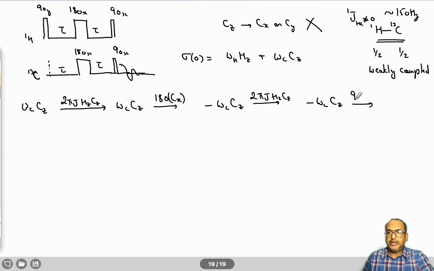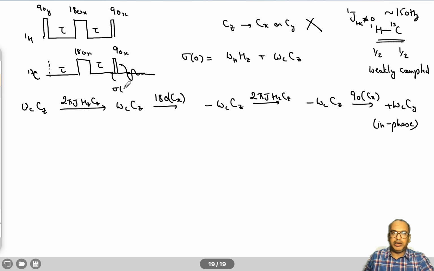So if you have 90 Cx, what do you get if you apply a 90 degree pulse on carbon? You basically are rotating this by 90 degrees, and the magnetization goes towards omega c Cy, and the negative sign becomes positive. So I hope that you can now calculate all of these using the old operator, new operator, cos theta, sin theta formula, right? Now if you notice, this is an in phase term, at this point of time, sigma 1, let's say, right?